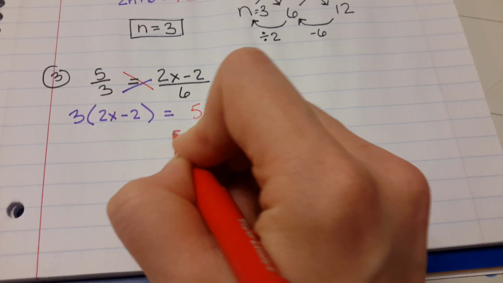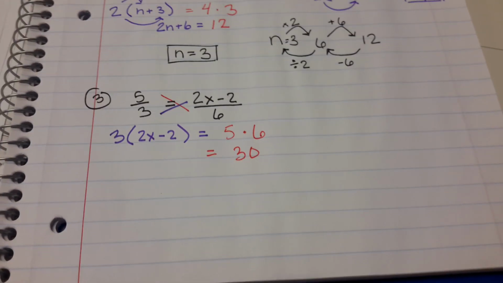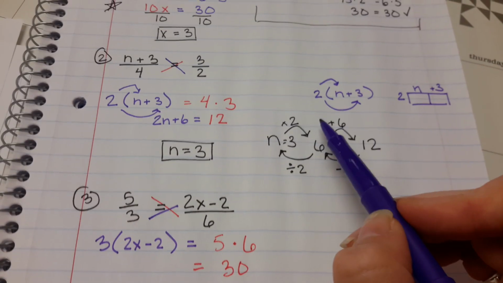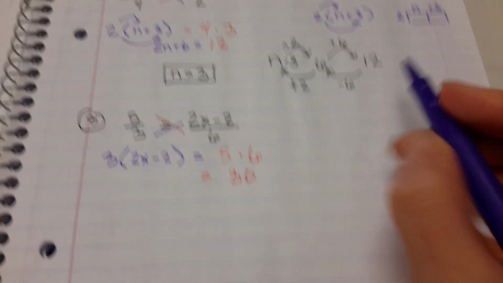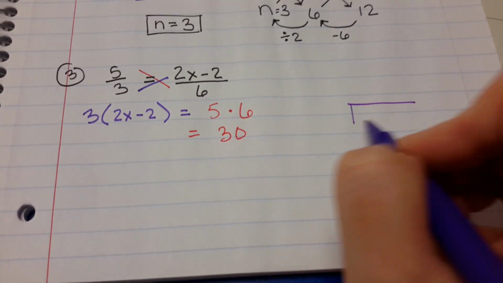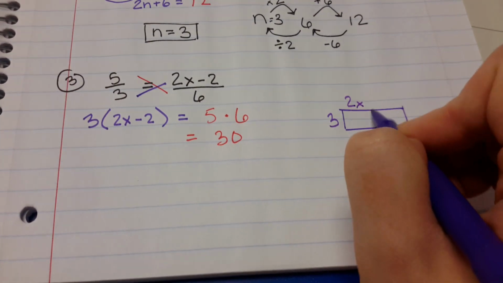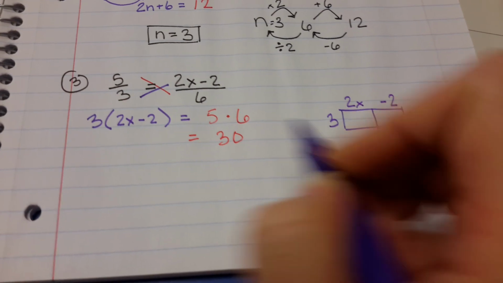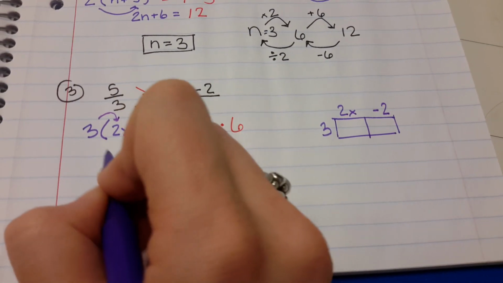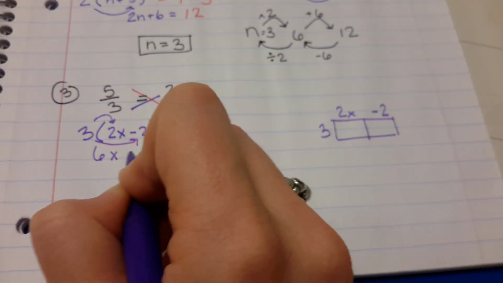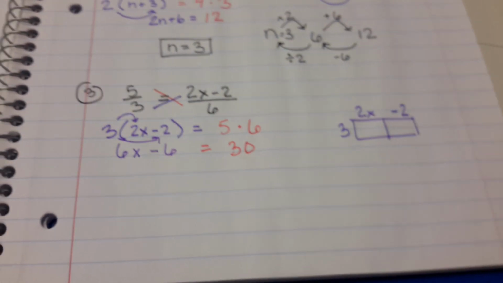And let's figure out this purple side. Again, we're going to distribute. You can use the arrow method or the box method. If you do the box, we're distributing 3 over 2x minus 2. I'm again going to do arrows. 3 times 2x is 6x. 3 times negative 2 is negative 6.